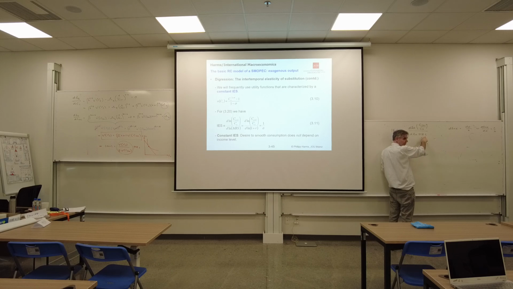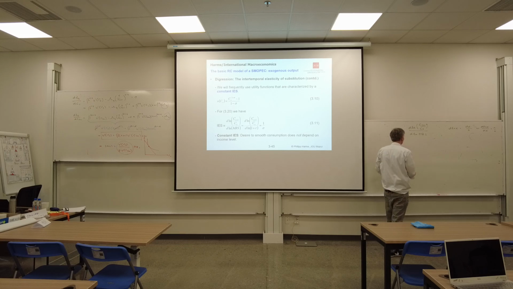The marginal rate of substitution. So what the intertemporal elasticity of substitution tells you is how Cs plus 1 over Cs reacts when the marginal rate of substitution grows.